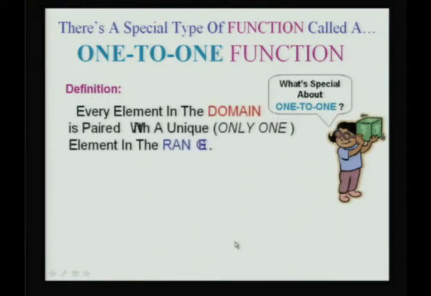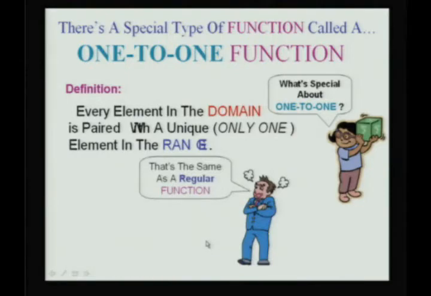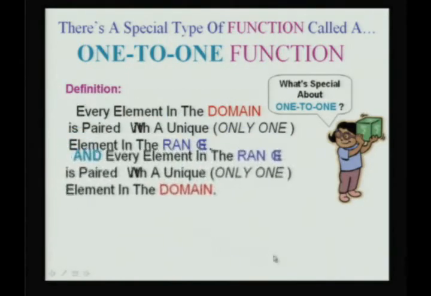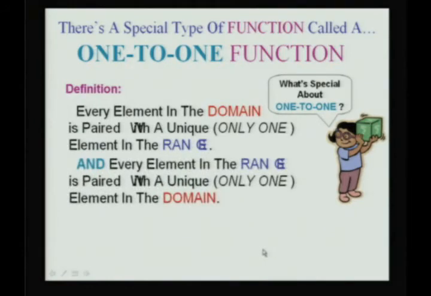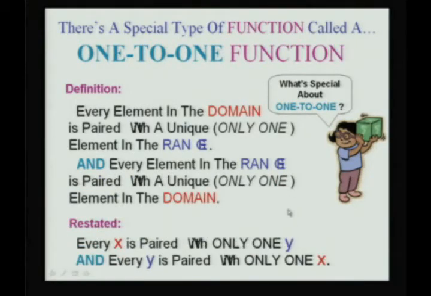Well, if every element in the domain is paired with only one element in the range, that's what makes it a function. What makes it a one-to-one function? That's if it works both ways. If every element in the range is paired with only one element in the domain. Okay? If every x gets only one y and every y gets only one x.